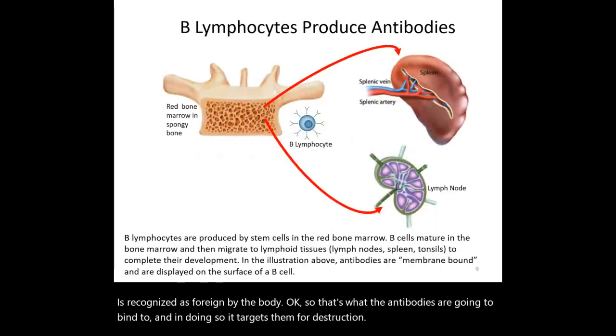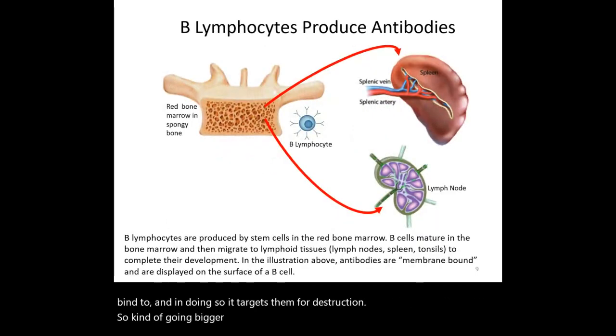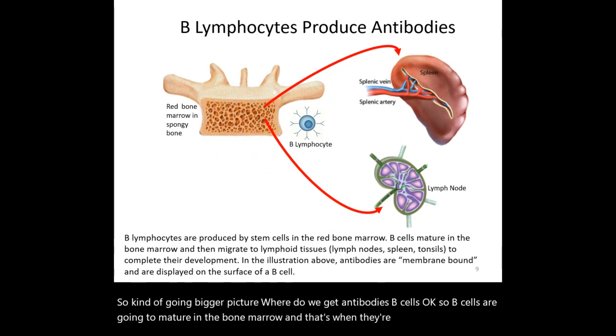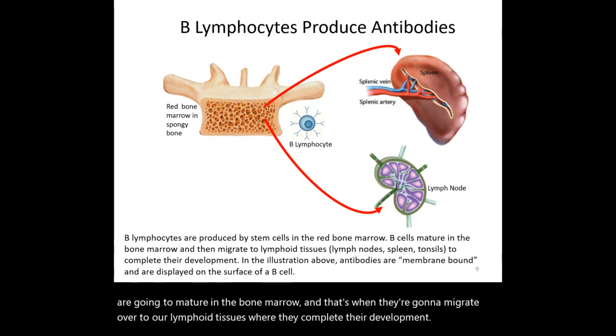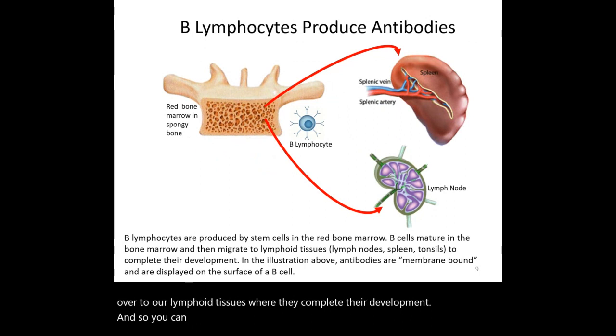So, going bigger picture, where do we get antibodies? B cells. B cells are going to mature in the bone marrow, and then they're going to migrate over to our lymphoid tissues where they complete their development. And you can see in this picture here, let's see, am I on the right screen so that you can see it? There we go.